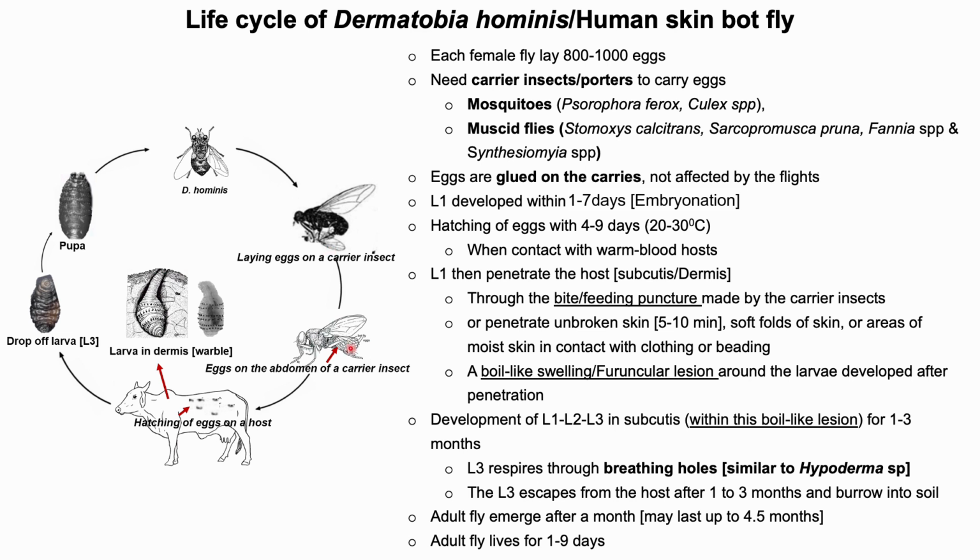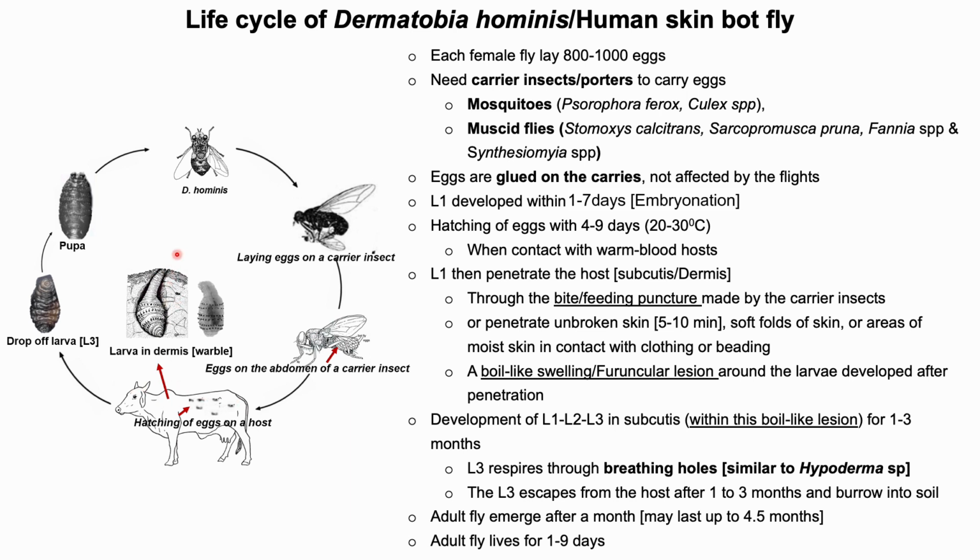While attached to this carrier vector, L1 instar, that is larval instar 1, develops in the eggs within 1 week, but does not hatch until this carrier vector lands on a warm-blooded animal. Hatching of the eggs occurs within 4 to 9 days depending on the suitable temperature. The body temperature of the vertebrate host increases the hatching process. After hatching, L1 larvae penetrate the host skin through the bites or feeding wounds made by the carrier insect, or penetrate unbroken skin or the area of moist skin in contact with clothing or bedding in case of human. As the larva grows under the skin, it produces boil-like swellings with a central opening or perforation.